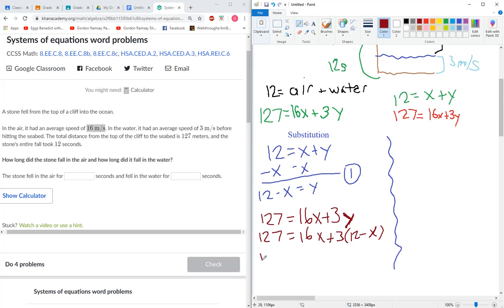So I'm going to do that. 127 is equal to 16x plus 3 times 12 is 36. And 3 times x is negative 3x because of the minus. And then you just kind of solve for x. So this is my step 2.